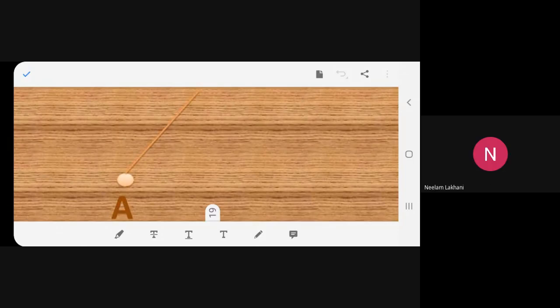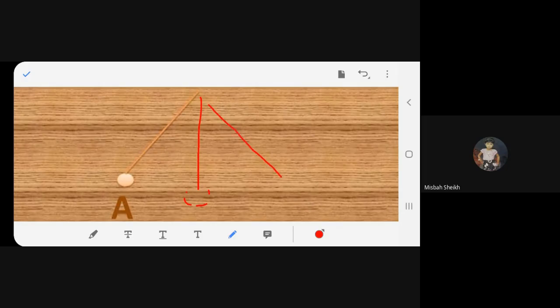Yes? Okay. What I'm asking you is what is shown in the picture? Pendulum. Exactly. Very good. Pendulum. Now, what is shown over here? It is on one side, isn't it? So that means it will come here, then it will go here. Yes or no?